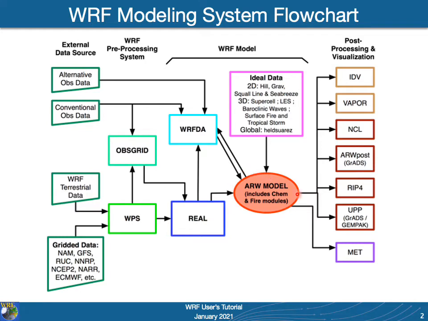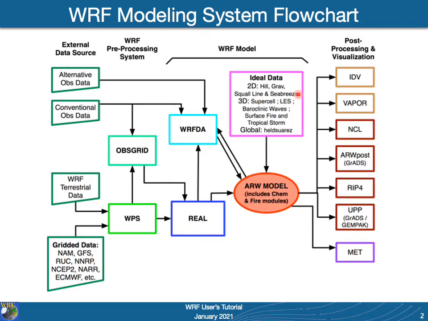And sitting here at the center of the flowchart is the ARW model itself. This is the component of the modeling system that takes initial conditions and advances them forward in time. And the initial conditions for the model generally fall into two different categories. The first category is what we describe as idealized initial conditions. These are initial conditions that are typically generated from analytic formulas and that don't in general correspond to the state of the atmosphere at any specific point in time over any specific part of the Earth's surface.